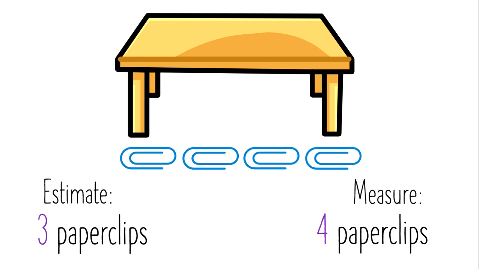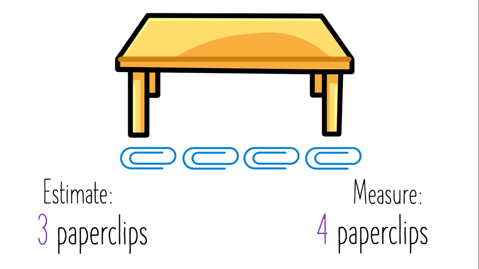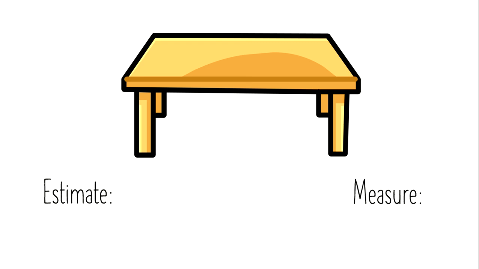Great job. Now let's look at the height of the table. So we looked at the length before. This was the length. And now we're going to look at the height of the table. How tall is this table? So this is 1 paper clip next to the table. How tall do you think this table is going to be?